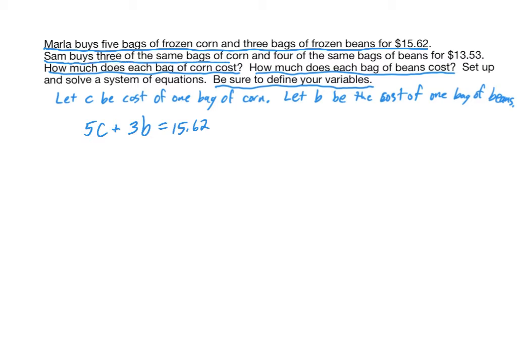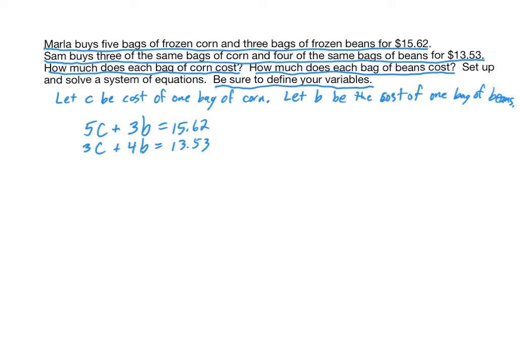Do the same here now with this sentence. Sam buys 3 of the same bags of corn and 4 of the same bags of beans for $13.53. So 3 of the same bags of corn, the cost of that would be 3C, plus 4 of the same bags of beans, the cost of those would be 4B, and the total cost is $13.53. We now have created a system of linear equations. So this part is the application part, defining your variables and then translating the sentences into these equations. Now from here, this should just be purely computational. We need to solve this system of linear equations.